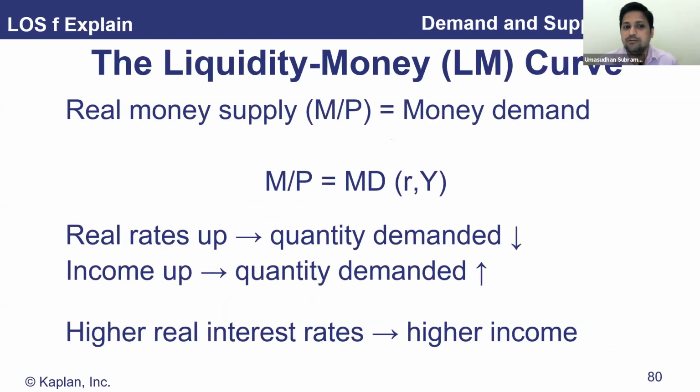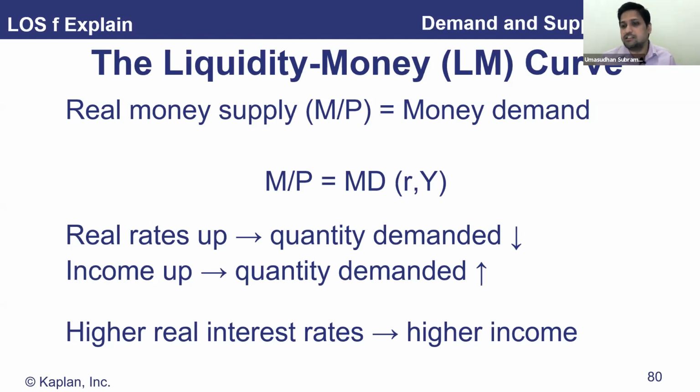Now I'm moving on to the liquidity money curve. What does the liquidity money curve talk about? You need to understand, the liquidity money curve talks about the relationship between money supply and money demand. You need to first understand what money supply is: the amount of money available in a particular country is called money supply. Money demand is the amount of money people want to keep in their hands.